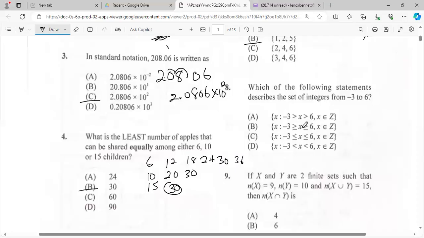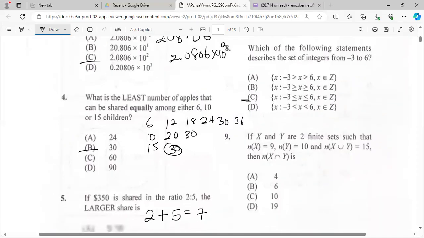Which of the following statements describes a set of integers from -3 to 6, +6? So it must be included. So yeah, not this one. We need that too. Yeah, it will be this one. So you include from -3 to +6. So x is greater than or equal to -3, x is less than or equal to +6.